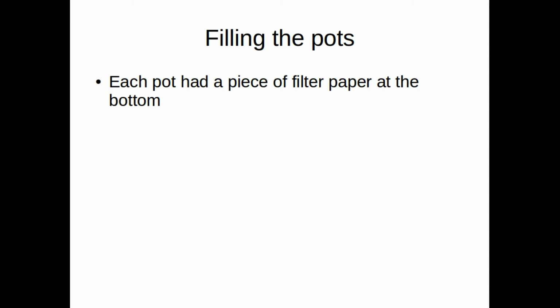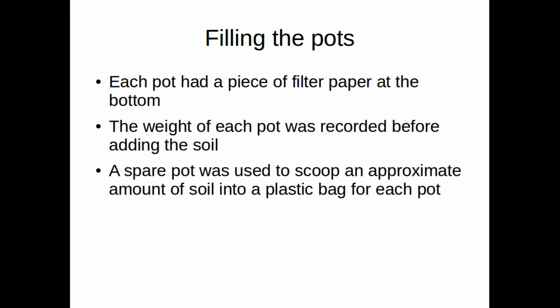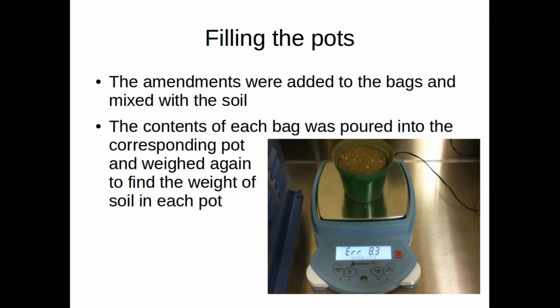Each pot had a piece of filter paper at the bottom to prevent the sandy soil from leaking out. The weight of the pot and filter paper was recorded before the soil was added. And a spare pot was used to scoop about the same amount of soil into plastic bags labeled with the ID numbers of the pots. The amendments were added to the appropriate bags and mixed with the soil. The contents of the bags were then poured into their pots.